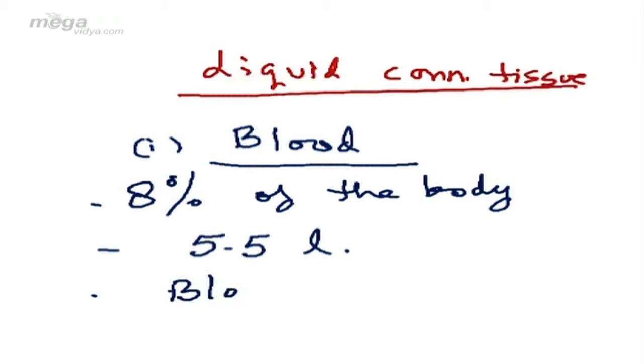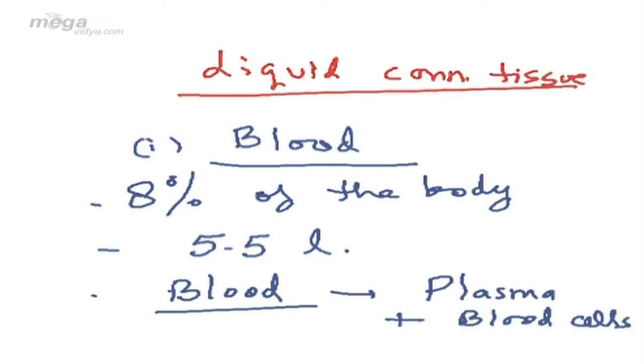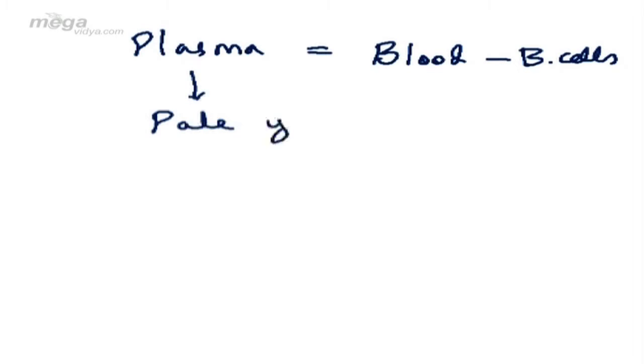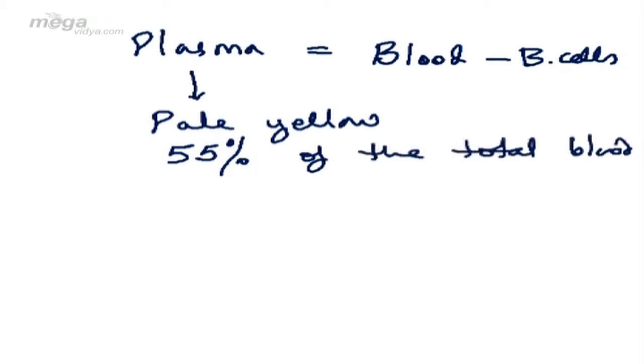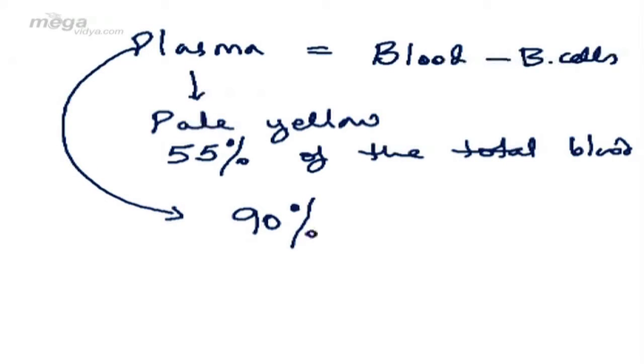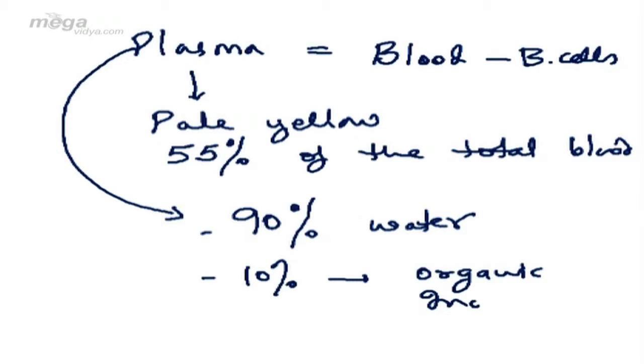Blood contains two parts, a liquid part which is called plasma and blood cells. Plasma from the above equation will be equal to blood minus blood cells. Plasma is a pale yellow or straw colored liquid, and it constitutes 55% of the total blood. If we see the composition of plasma, it contains 90% water and the rest 10% includes organic and inorganic substances.